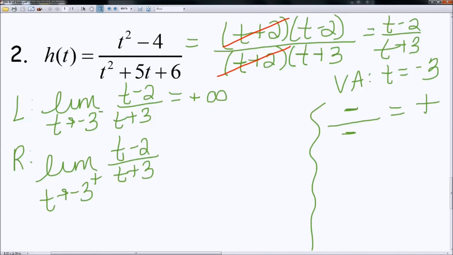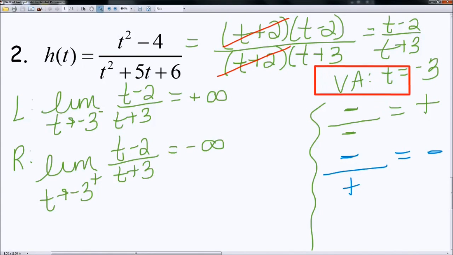And so now let's try the right-hand side. So a number that's really close to negative 3 but on the right is negative 2.9. Well, if I plug in negative 2.9 into t, I get negative 2.9 minus 2, well, that gives me, again, a negative number. If I plug in negative 2.9 into the denominator, I have negative 2.9 plus 3, well, that yields a positive number. And so I have a negative divided by a positive, well, that's a negative, so that means my function is going to negative infinity. And once again, I have a vertical asymptote. I've proven a vertical asymptote using calculus at t is equal to negative 3.